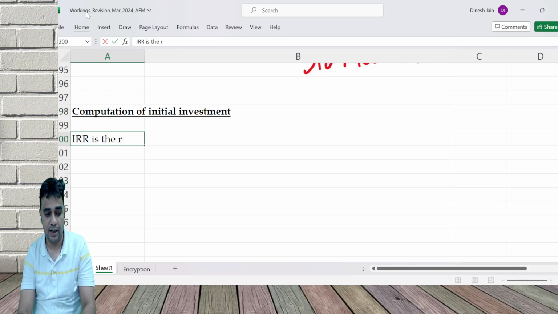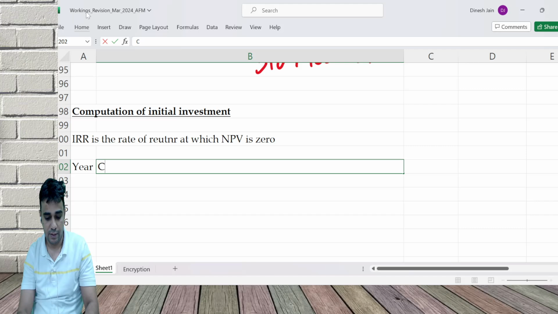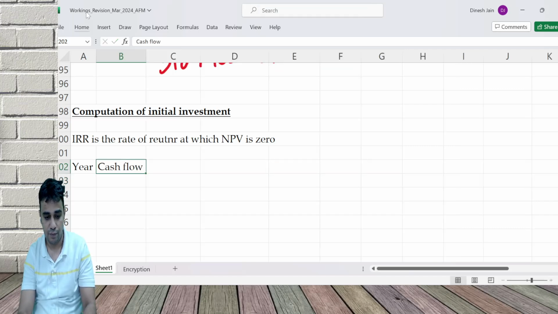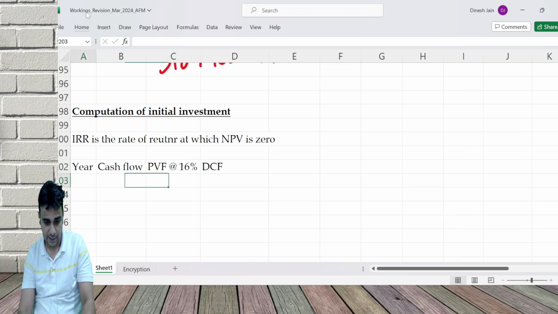IRR is the rate of return at which NPV is 0. Here, cash flow, PVF at 16%, DCF.